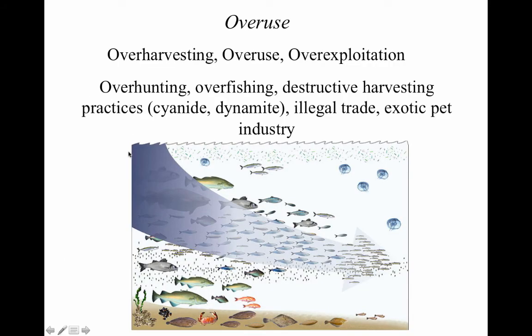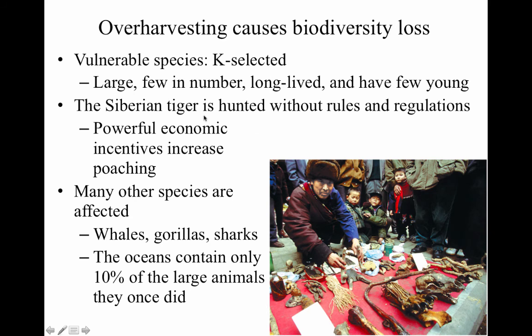Overuse. The best example is overfishing and removing species of fish, and left to our own devices, we would probably fish many species to extinction without regulation. So overharvesting, overuse, and overexploitation, which would apply to more than just fish. For example, overhunting, of course, overfishing, and destructive harvesting practices, using cyanide or dynamite in water to go fishing. But then there's also illegal trade and the exotic pet industry. Overharvesting does cause biodiversity loss.